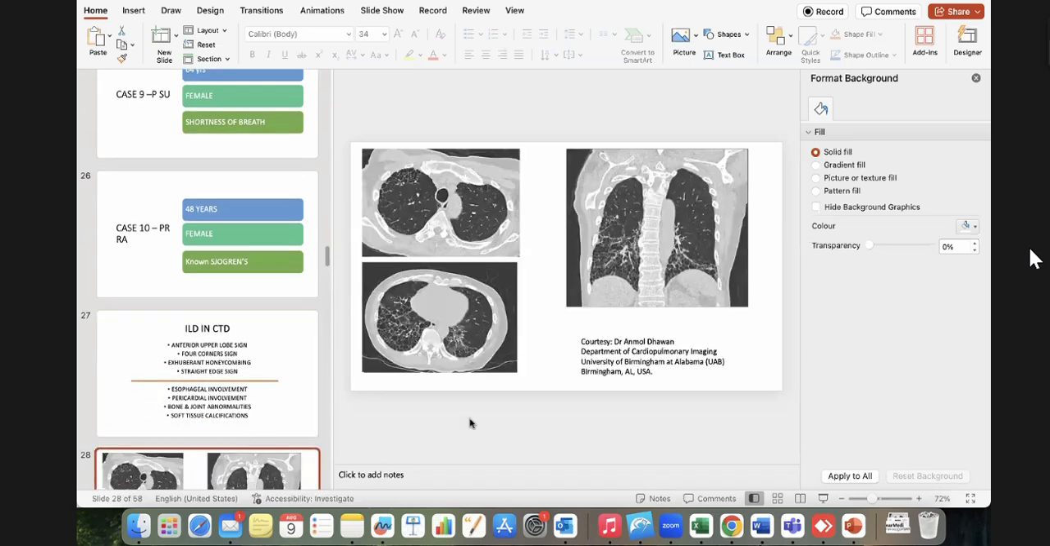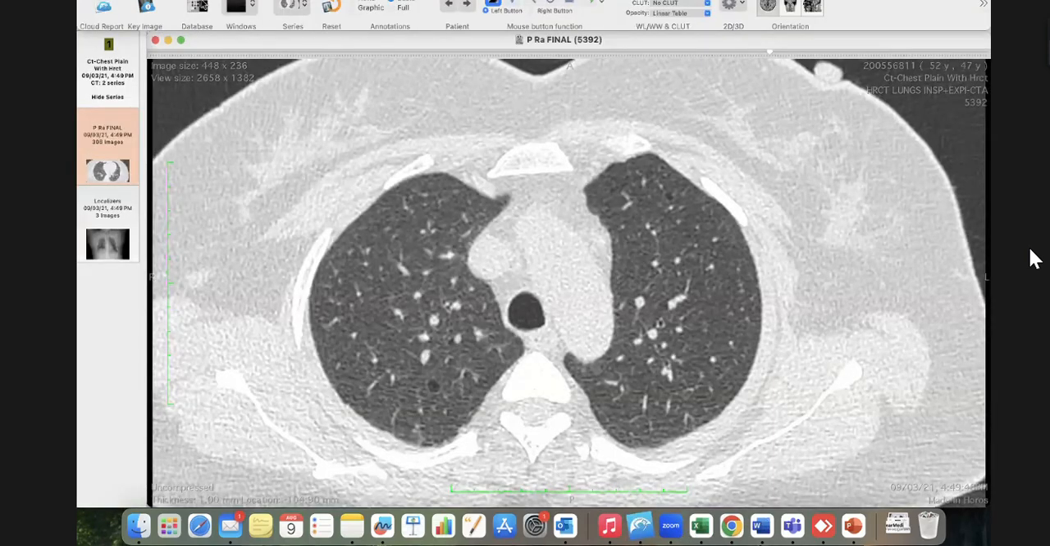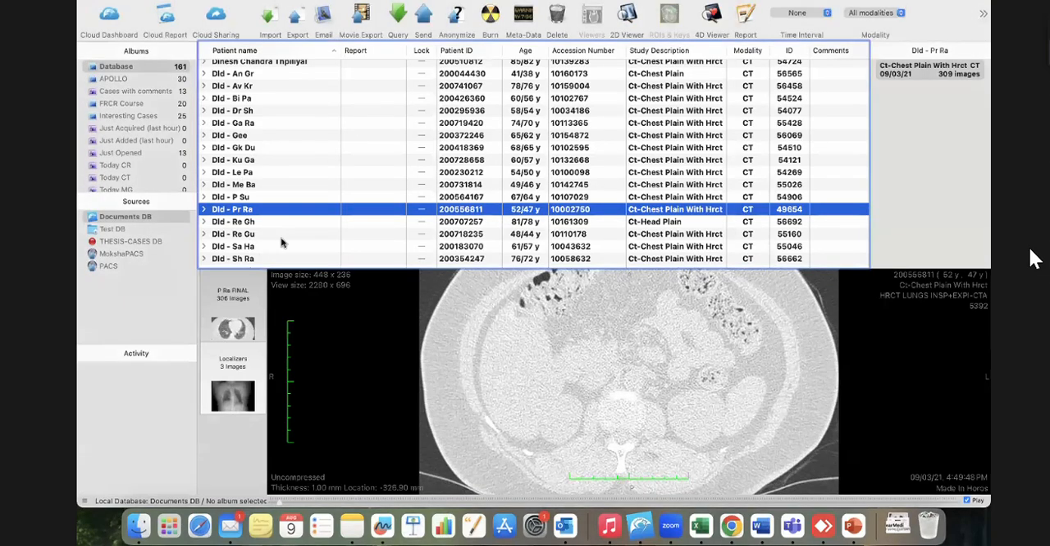And this slide, I'm grateful to Dr. Anmol. He shared it with me, and you can see the signs: the anterior upper lobe sign, the exuberant honeycombing, as well as the straight edge sign. I thought it would be useful to put them all on one slide and drive home the point I'm trying to make. Next, we are done with this as well, and we come to the next series of things. This is a 39-year-old lady who has come with shortness of breath, and I tell you, an absolutely dramatic scan.